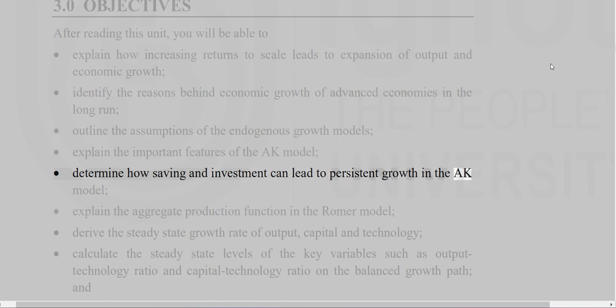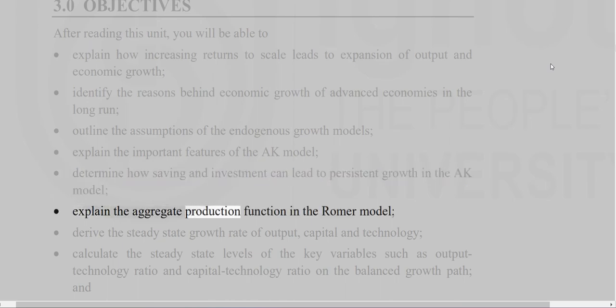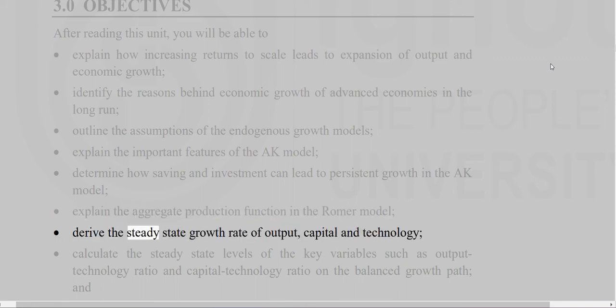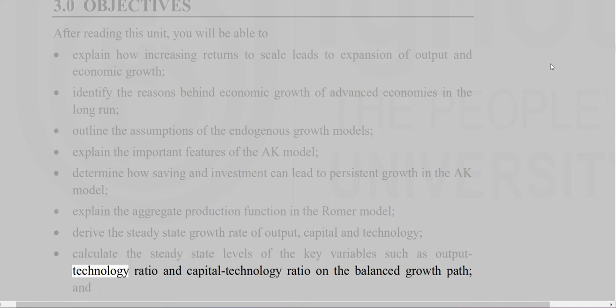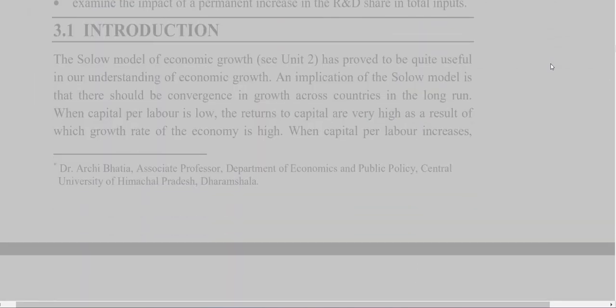determine how saving and investment can lead to persistent growth in the AK model, explain the aggregate production function in the Romer model, derive the steady-state growth rate of output, capital, and technology, calculate the steady-state levels of the key variables such as output technology ratio and capital technology ratio on the balanced growth path, and examine the impact of a permanent increase in the R&D share in total inputs. 3.1 Introduction.